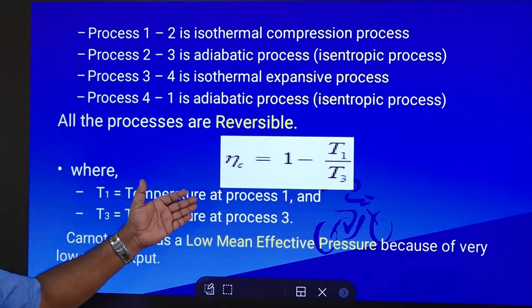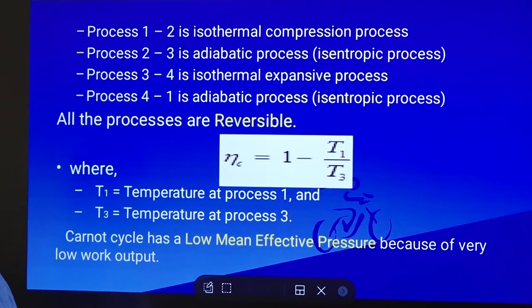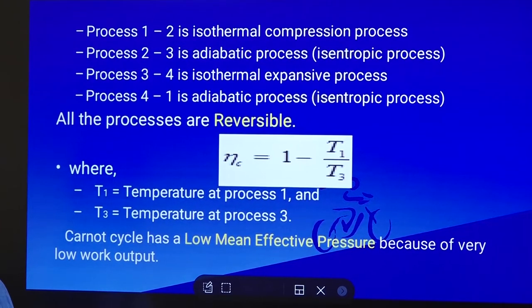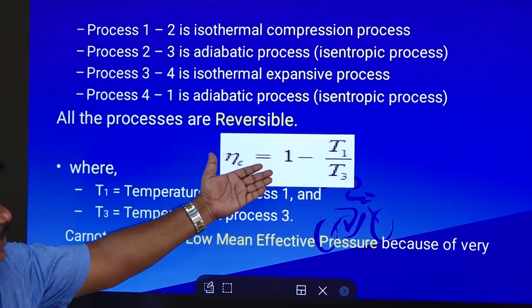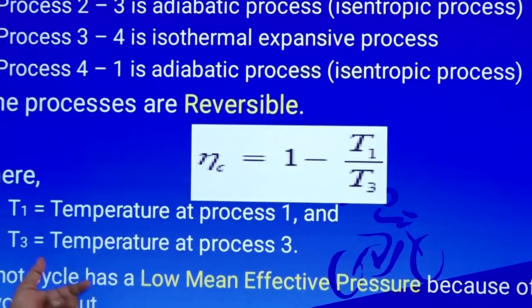to 1. So the efficiency is nothing but, the formula is work done, output by input. The output is nothing but the amount of work done, and the input is nothing but the amount of heat energy that is supplied. So based on that we arrive at this formula, that is 1 minus T1 by T3.